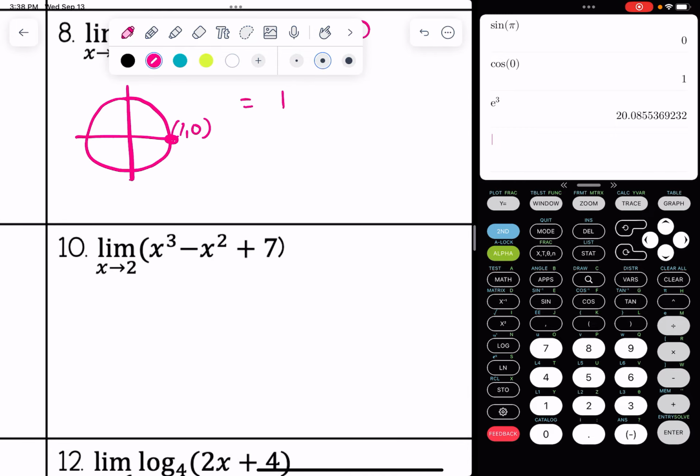Number 10. The limit as x approaches 2 of x cubed minus x squared plus 7. You can see I'm substituting 2 in for each of the x's. So this is 8 minus 4 plus 7. And that will give us 11 as our answer.